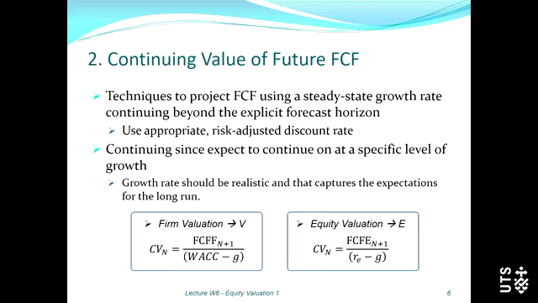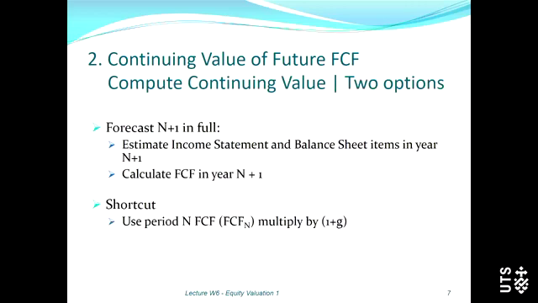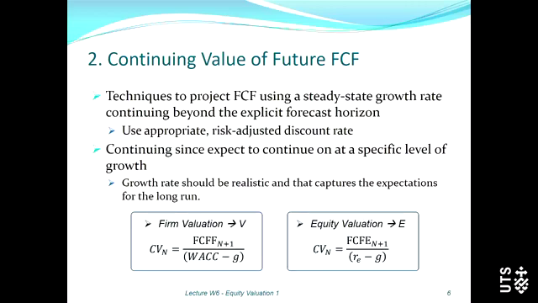So this is the second building block. We have a stream of cash flows for the explicit forecasting period. We have the continuing value. And the final, before I go in there, so the question is, how do we get this free cash flow for the period after the end of the explicit forecast period?